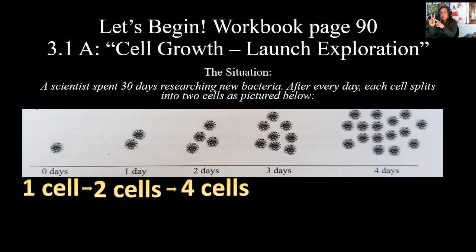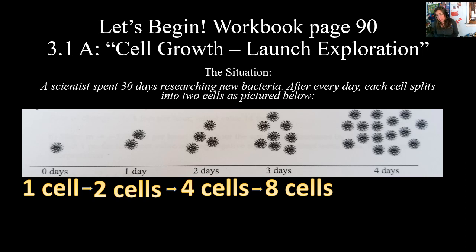The first one splits into 2. The second one splits into 2. I have 4. Now 3 days have gone by. I had 4 cells, and each of those 4 cells is going to split into 2 pieces. Split, split, split, split, right? So now I have 8 cells.